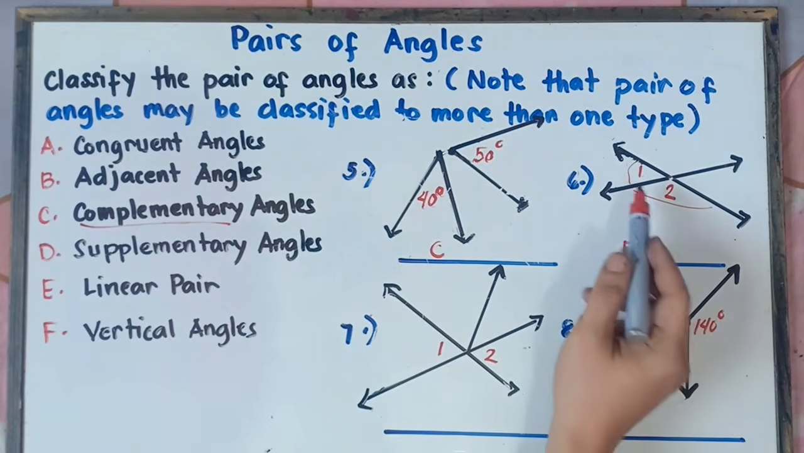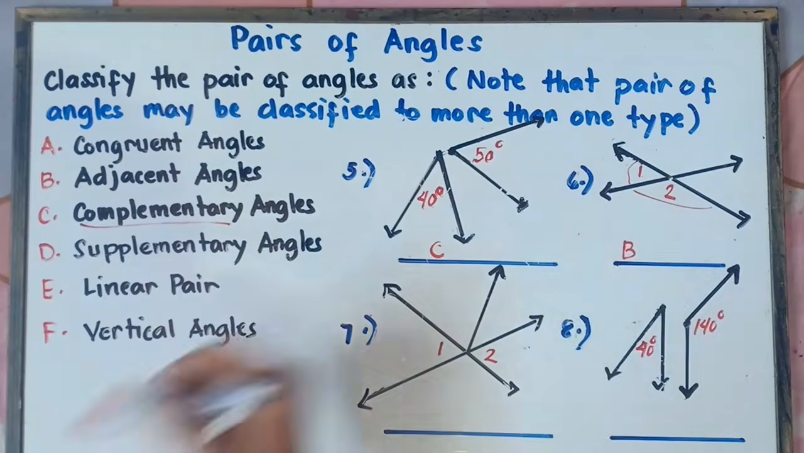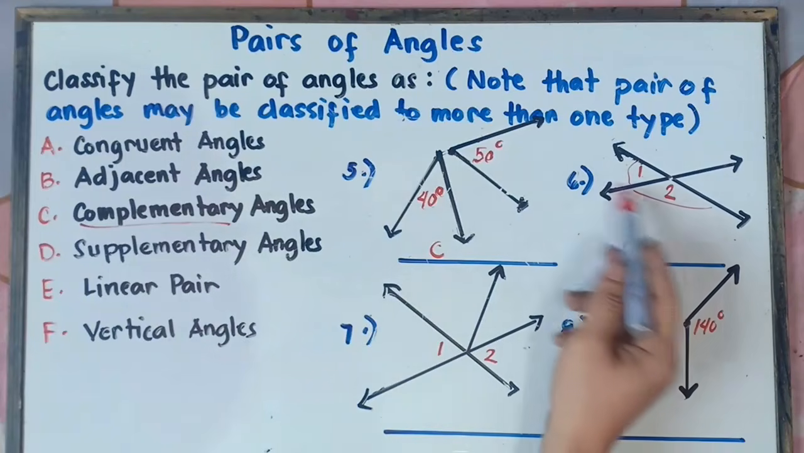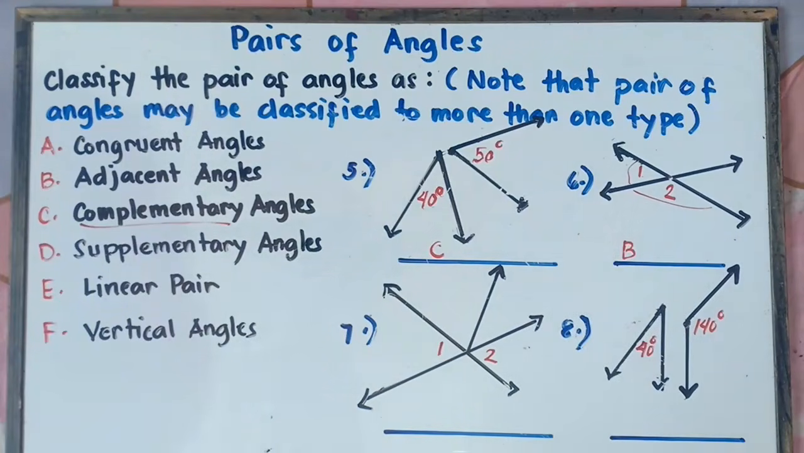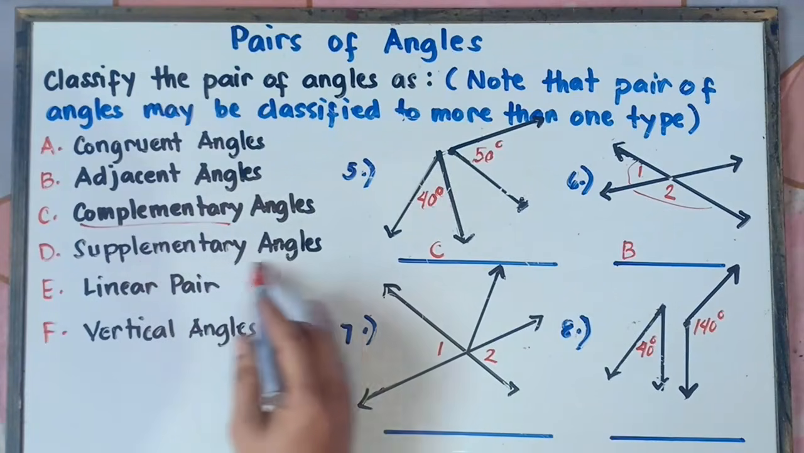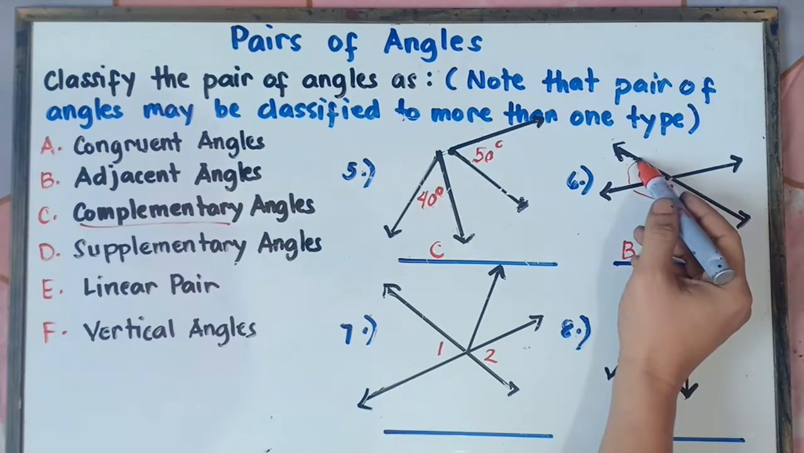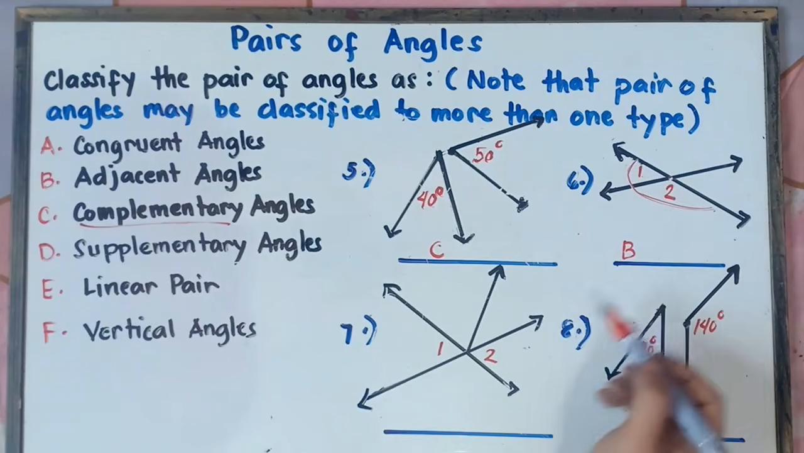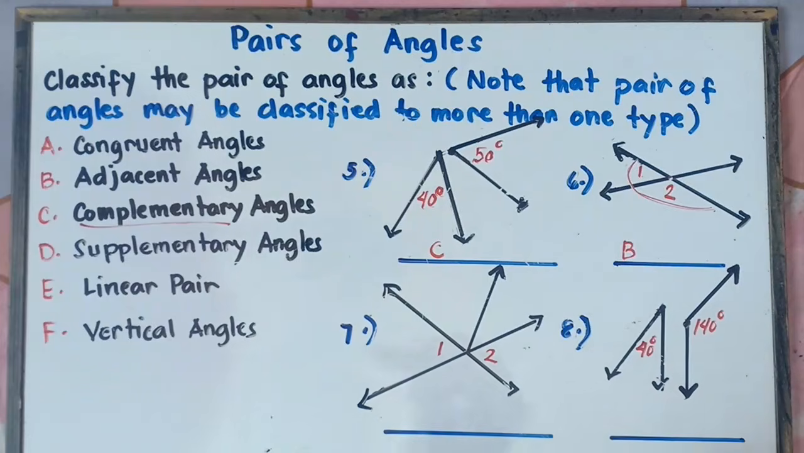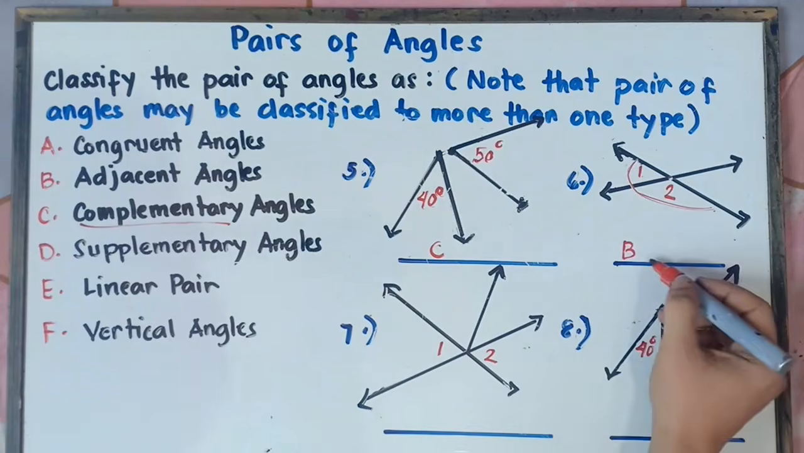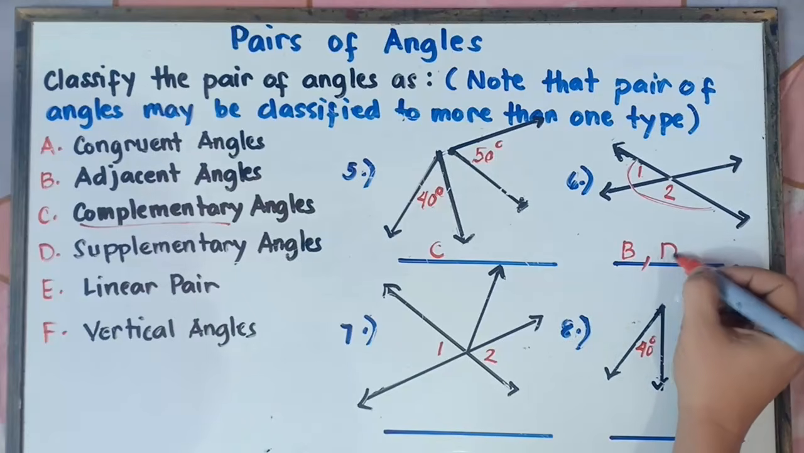Can you call this one complementary angles? Nope. You can never call this one complementary angles. Can you call this one supplementary angles? Yup. Because you have a straight line. If you have a straight line and you add the two angles, that's automatic, class, that will be equal to 180 degrees. Yup. You can call this one supplementary angles.